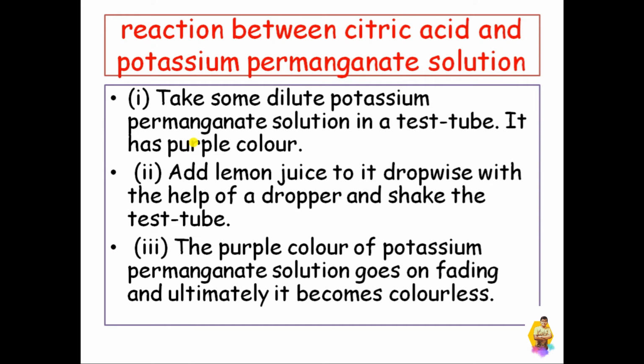This citric acid and potassium permanganate solution, just see it first. Take some dilute potassium permanganate solution in a test tube. It has a nice purple color. Add some lemon juice to it drop wise with the help of a dropper, and shake the test tube. What will happen? The purple color of potassium permanganate solution goes on fading and ultimately it becomes colorless.